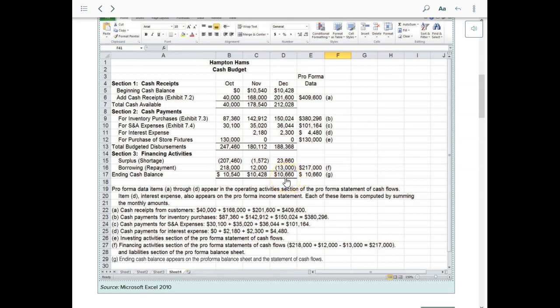Minimum $10,000. One thing to watch out for, your ending cash balance one month is the same as your beginning the next month. So this 10,540 is up here. And in November, 10,428 is up here. That's cash we can use that month, so it goes into these calculations. So that's the cash budget.